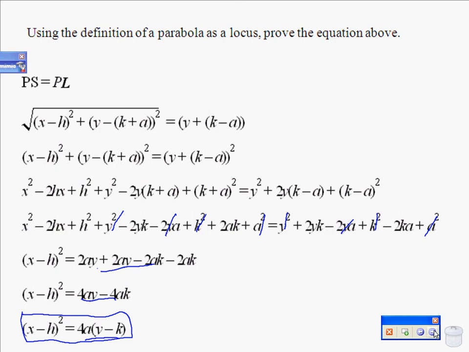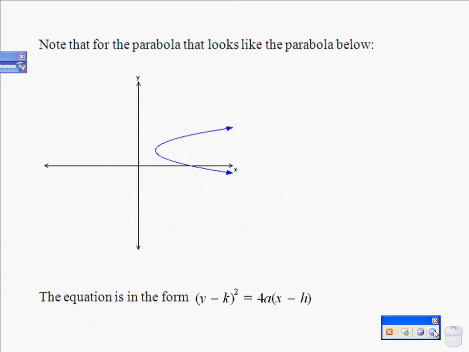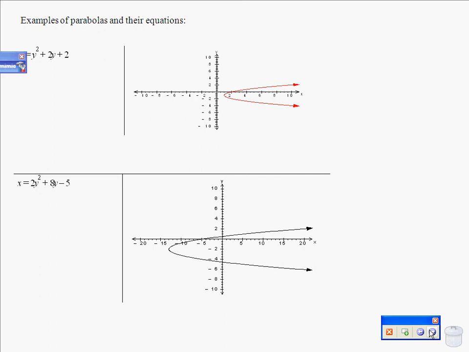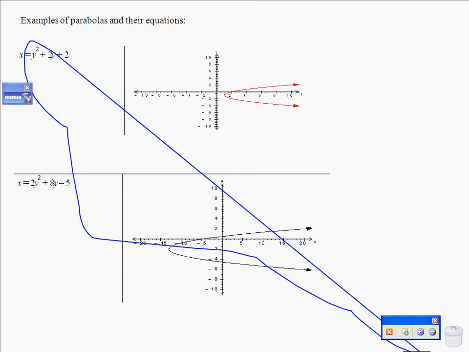So let's have a look at some examples with this. Just before we do that, be aware that the equation, if the parabola is on its side, would be (y minus k) squared equals 4a times (x minus h). So the x and y swap around again, like we saw with the generic example where the vertex was at the origin. Here's some examples of what they look like. So you've got x equal to a function there, and we can manipulate that back into the form we want to get the vertex and the origin.